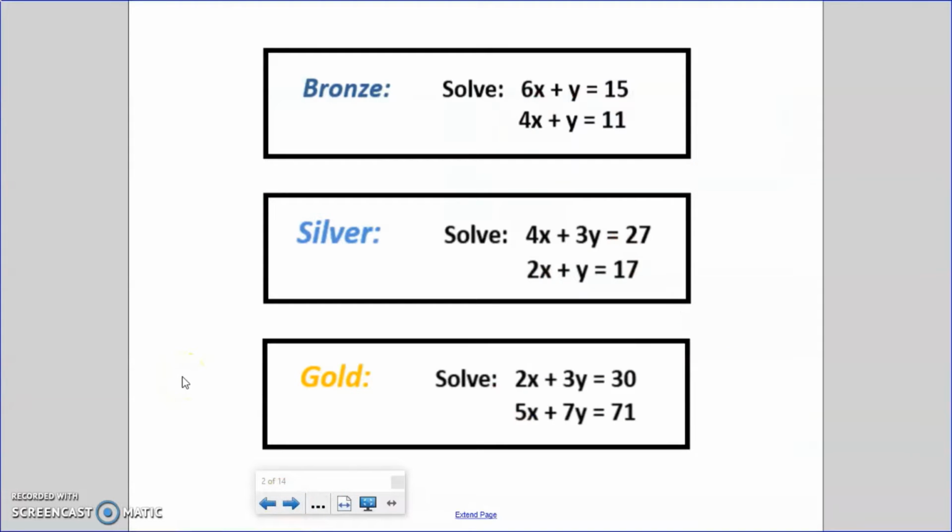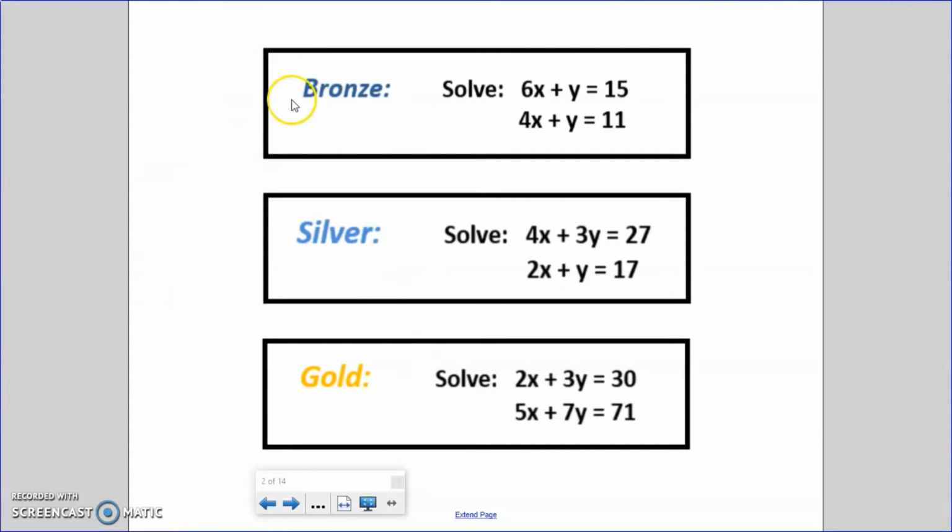Okay, to start with though, we're going to do a recap on simultaneous equations. I put 3 simultaneous equations on the screen. If you'd like to pause the video and have a go at solving each of the simultaneous equations.